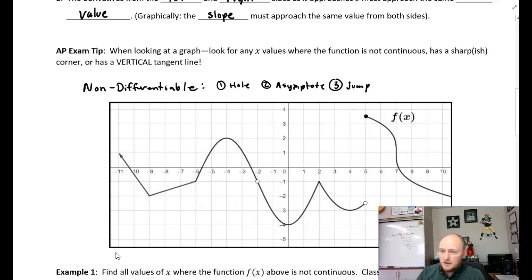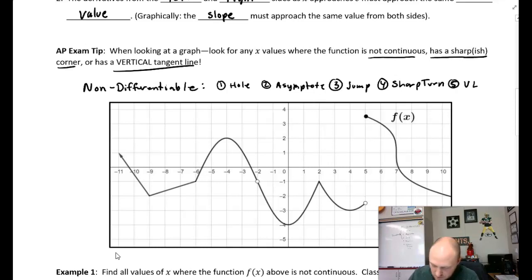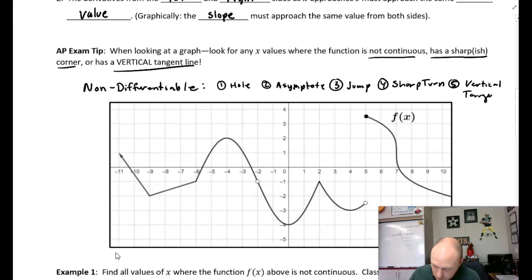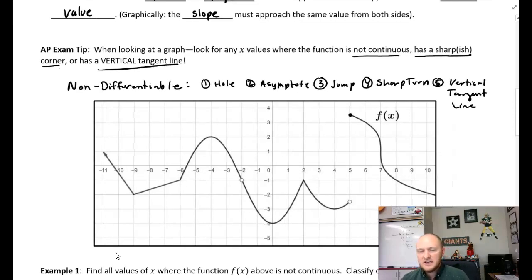And then 4 and 5 come here, looking at the slopes of the graph. We look for anything that's not continuous as well as has a sharp-ish corner. Sharp corner, or a sharp turn, so 4. And then if it also has a vertical tangent line, number 5, a vertical tangent line. Okay, so write those down. Those are the 5 things that prevent us from taking a derivative.